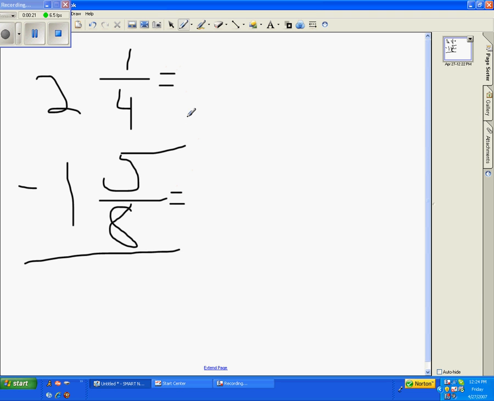You could count by 8s, but I'm going to count by 4s until we get to a number that is a multiple of 8. So we go 4 times 1 is 4. 4 times 2 is 8. There it is. It's 8. So our least common denominator is now 8.